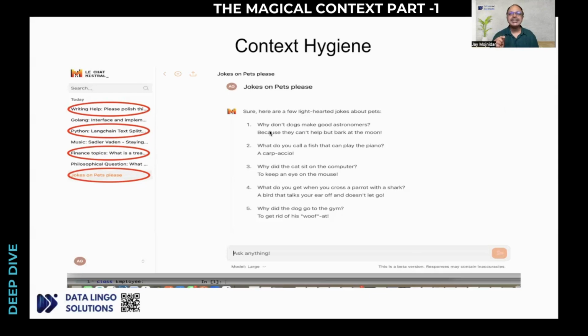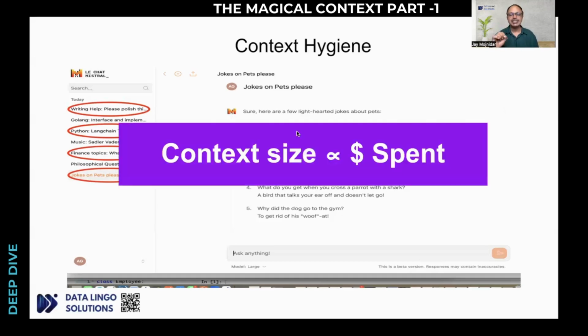Moreover, maintaining separate threads not only improves the quality of responses, but also helps managing costs. The cost is proportional to the context size. The larger the context, the more data the LLM has to process, and you are charged for whatever the LLM processes. While the cost may seem small initially, it can add up without you noticing, leading to a bill shock.